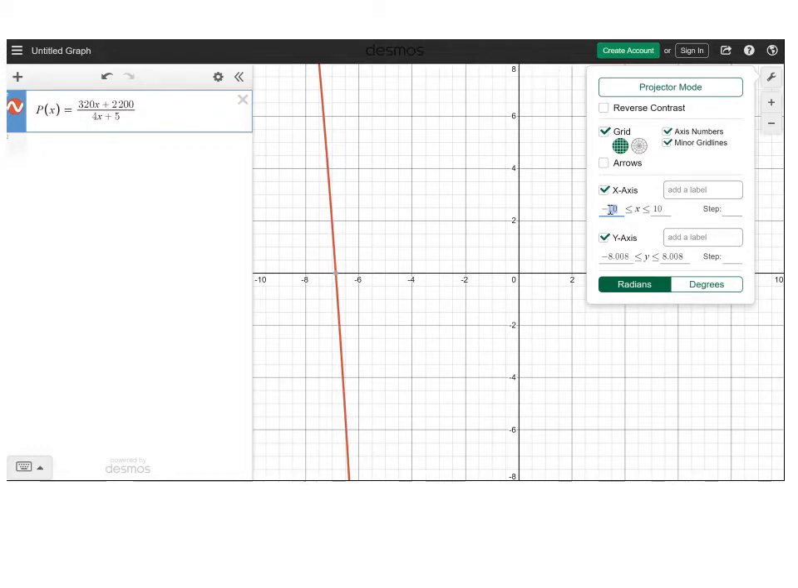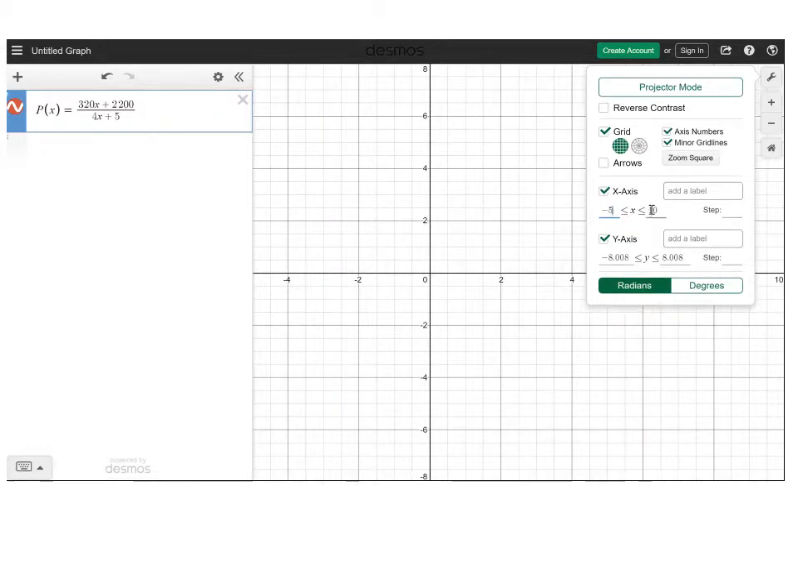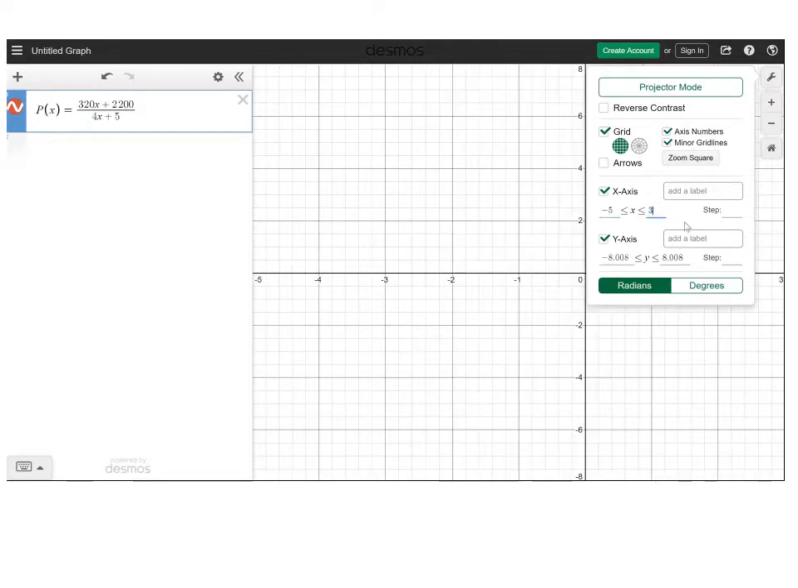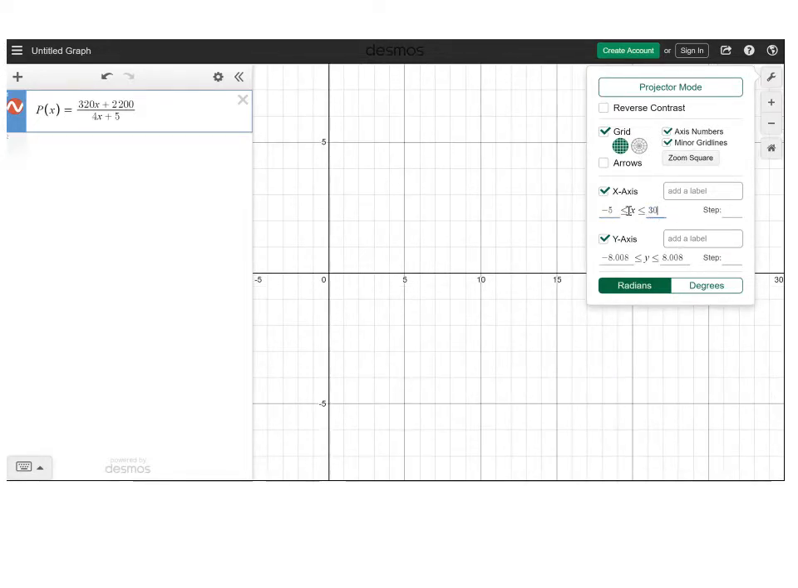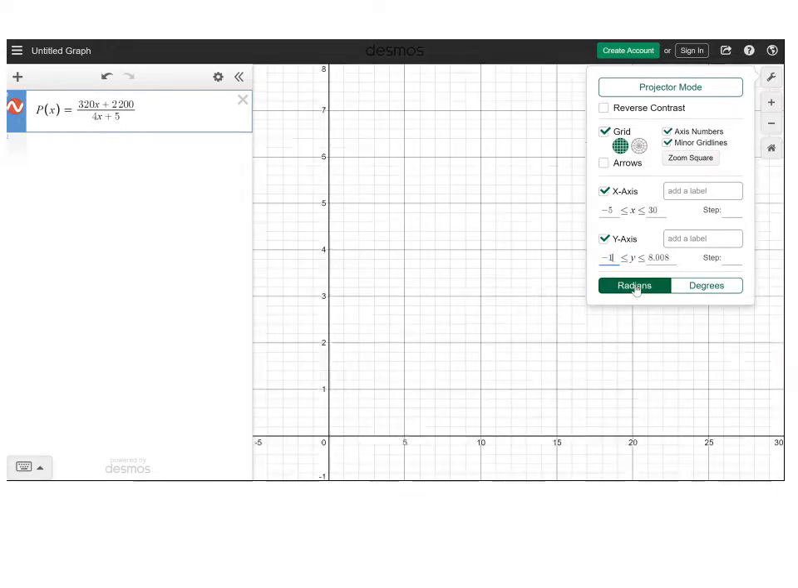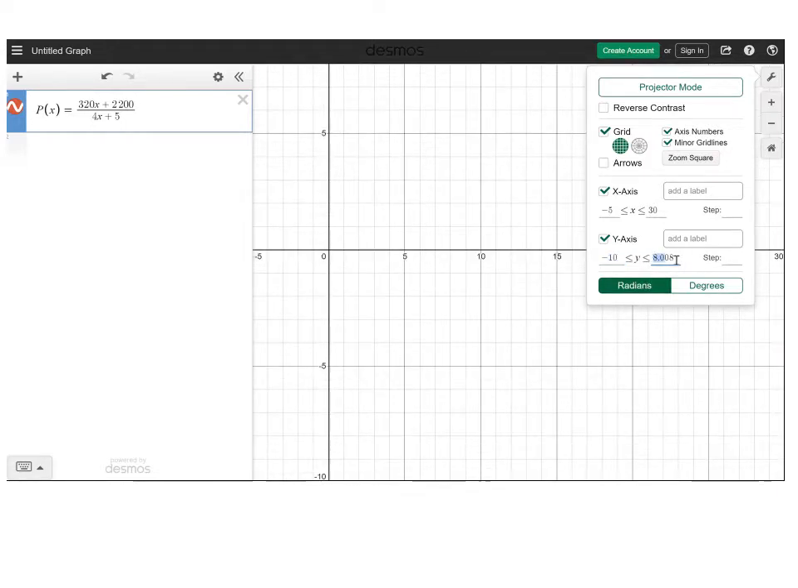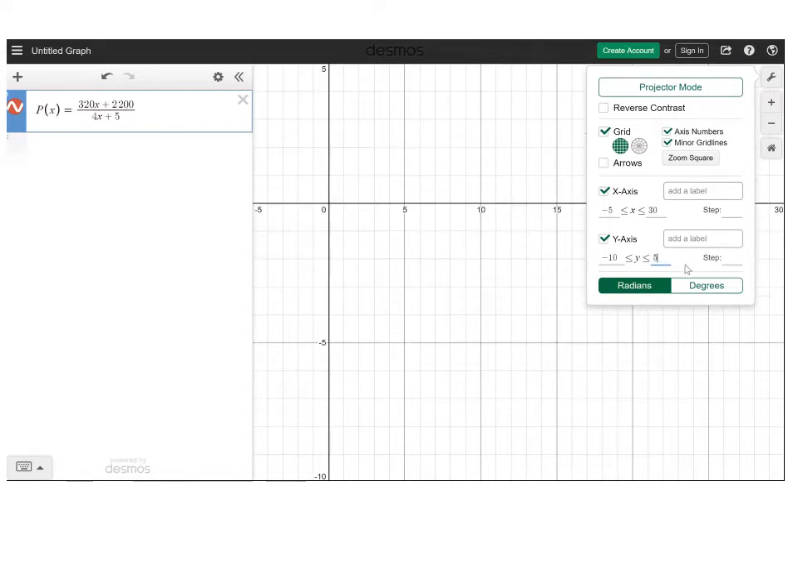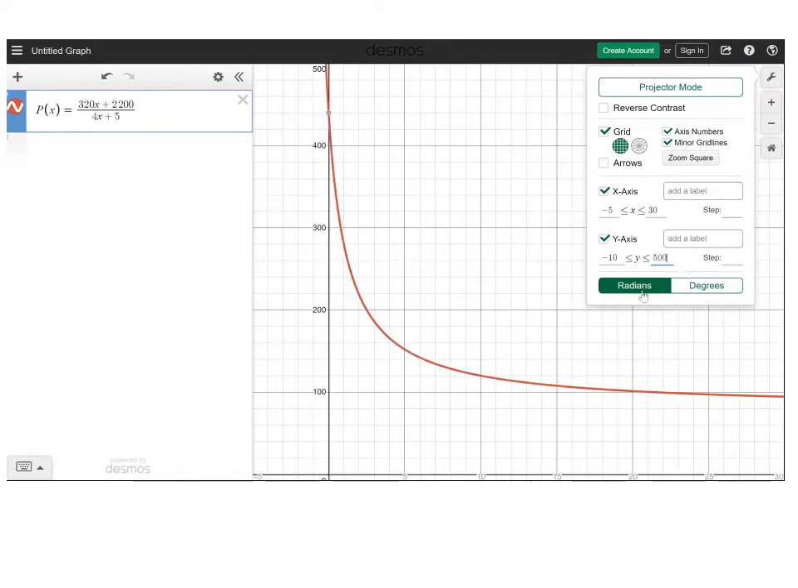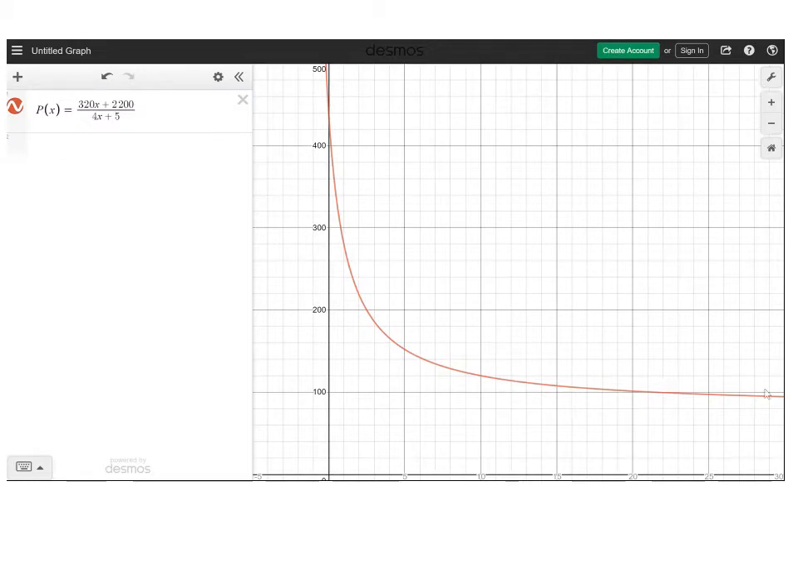So I retain my y-axis. I'm going to go from -5 on the x-axis, and then maybe I'll go out 30 years. So x from -5 to 30. And remember, in the two examples we did earlier, our population of deer were in the hundreds. So I would like to go ahead and maybe have my y-axis be from -10, because that way I can still see my x-axis, and my y-axis go up to maybe 500. So here we have a much better image of the graph in the positive realm, looking at time as we continue on.